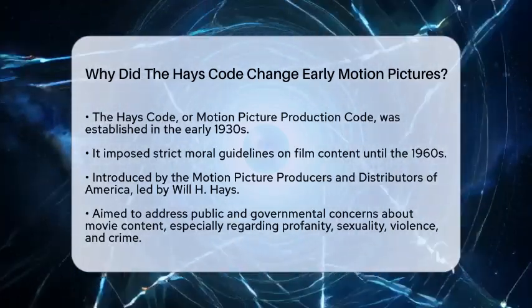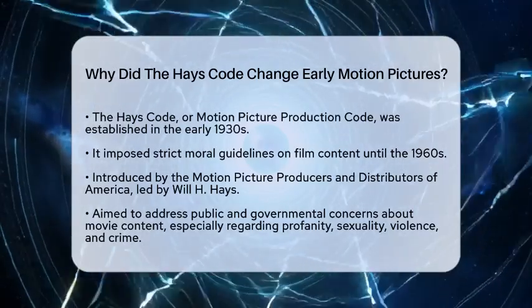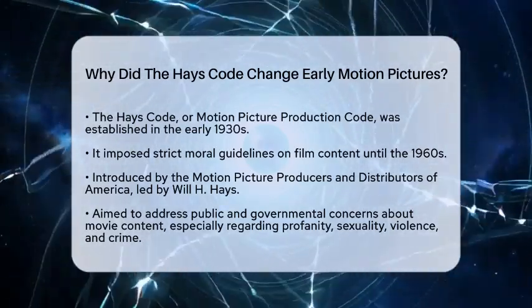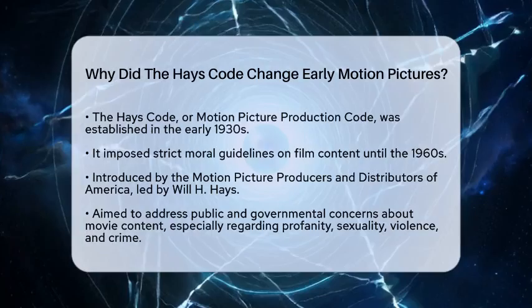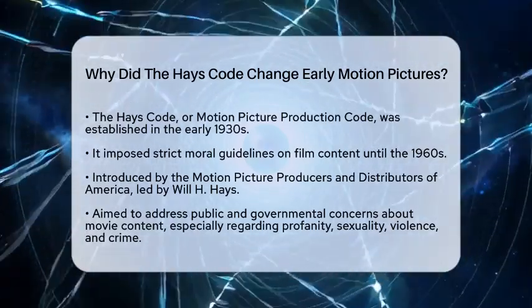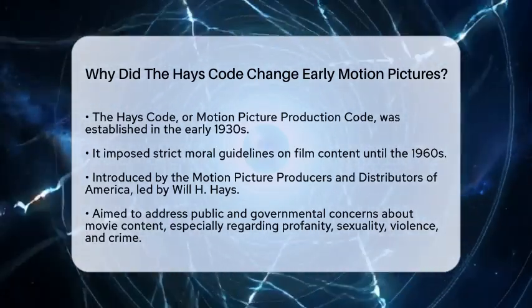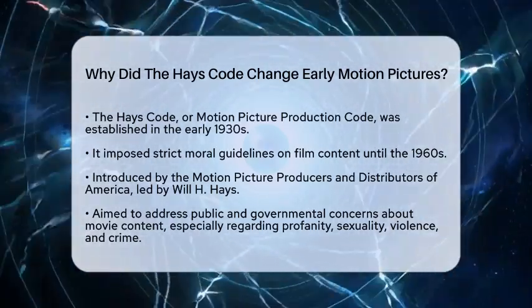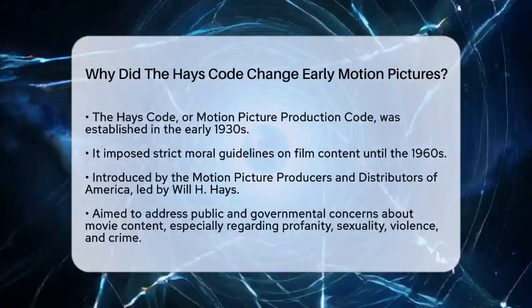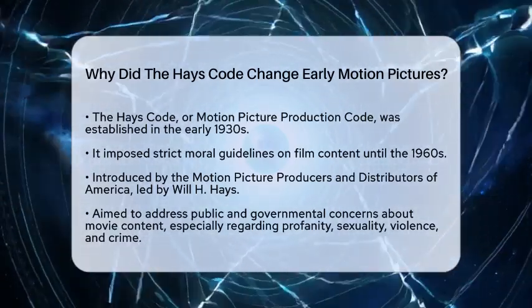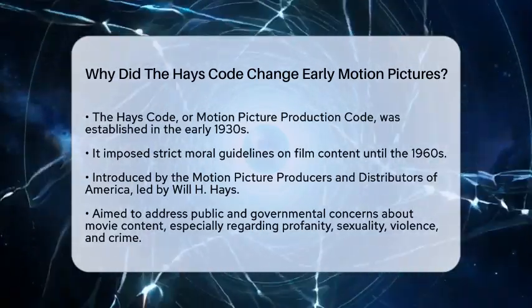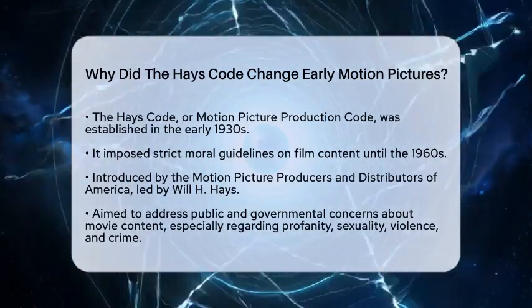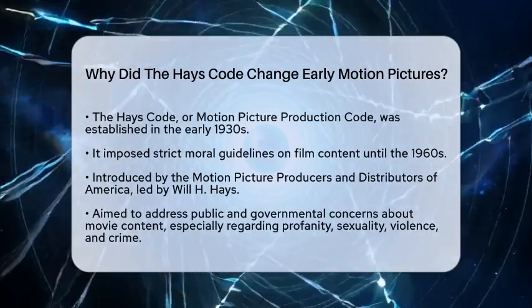It was introduced by the Motion Picture Producers and Distributors of America under the leadership of Will H. Hays. The goal was to address growing public and governmental concern about what movies were showing, especially regarding profanity, sexuality, violence, and crime. Before the Hays Code took effect, films often featured more explicit or controversial content.